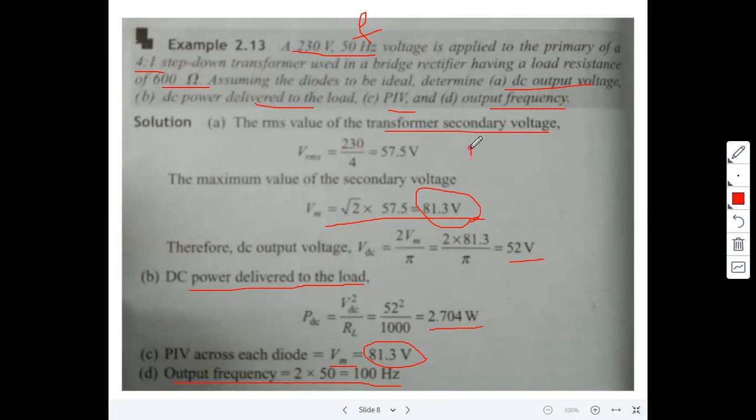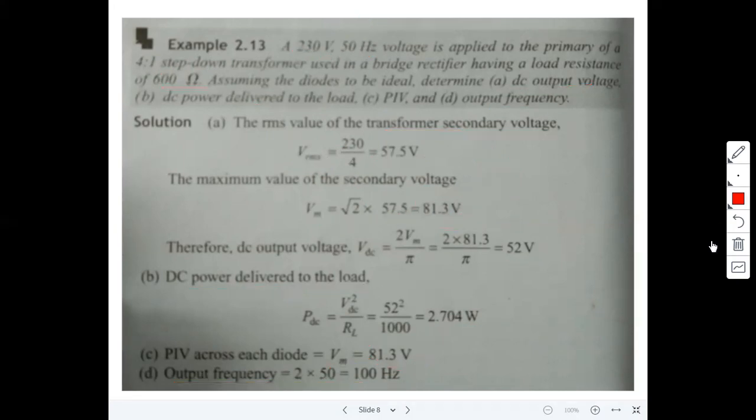N2 by N1 is equal to 1 by 4. 230 into 1 by 4 is equal to 57. That is the RMS voltage. Now from that RMS voltage, the relation is Vm equal to root 2 into VRMS, that is equal to 81.3.